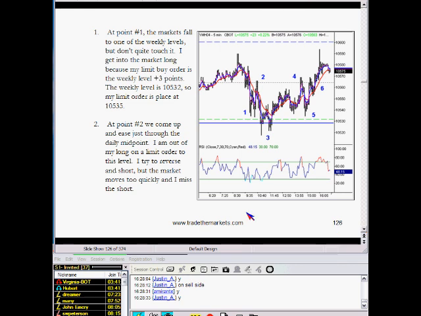All right, let's go to page 126. On this particular example, you can see that the market is just bouncing back and forth between these pivot levels. The first trade of the day, the market opens, and I set these up after 9:30. So at 9:30, we're right here.